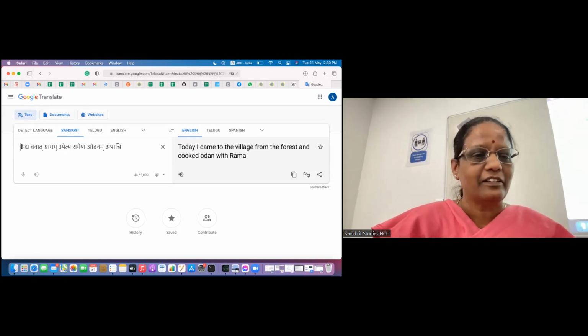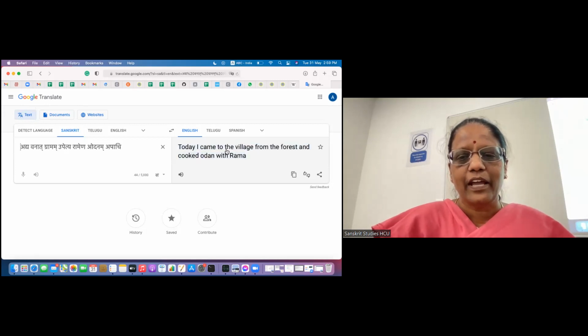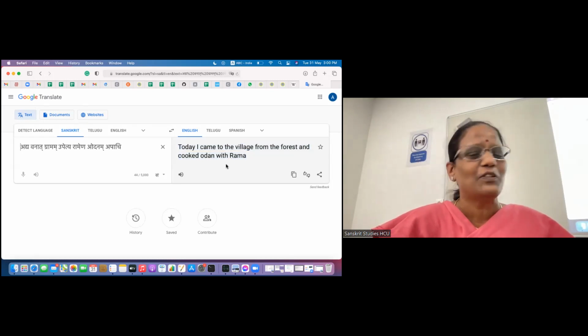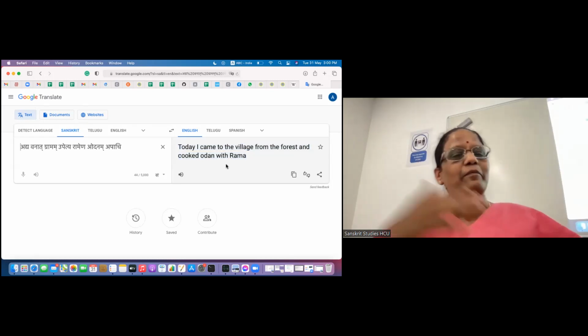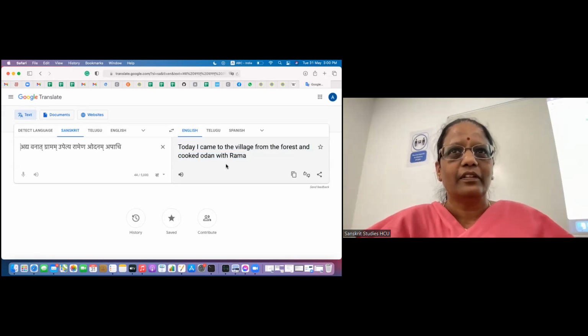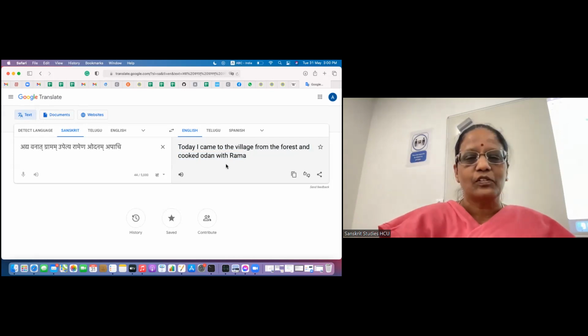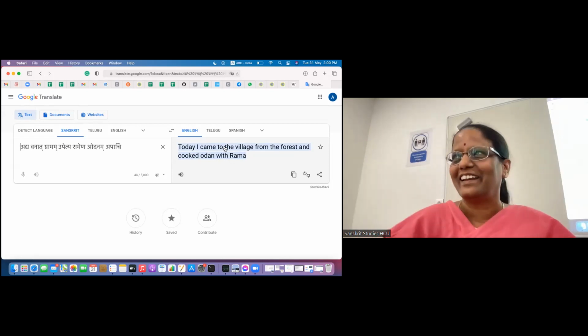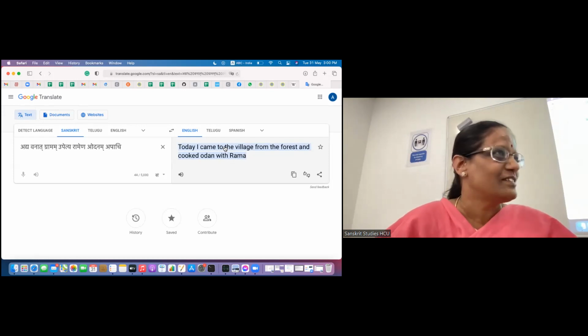I didn't get it with Roman script, and therefore I'm giving the input in Devanagari, and the machine has translated it as, "Today I came to the village from the forest and cooked odan with Rama," which is wrong. Actually, today Ram came from the village and the rice was cooked by him. So the machine has produced a perfect English sentence and you will think that this is the correct translation and you are misled, okay?